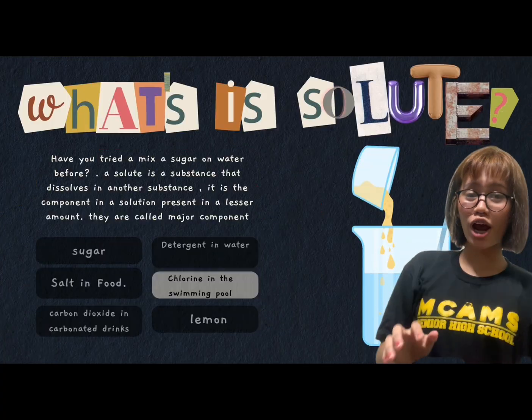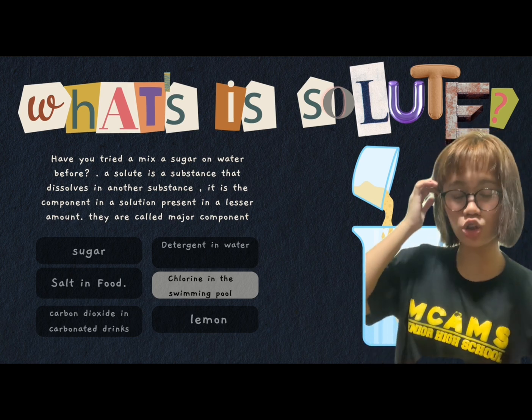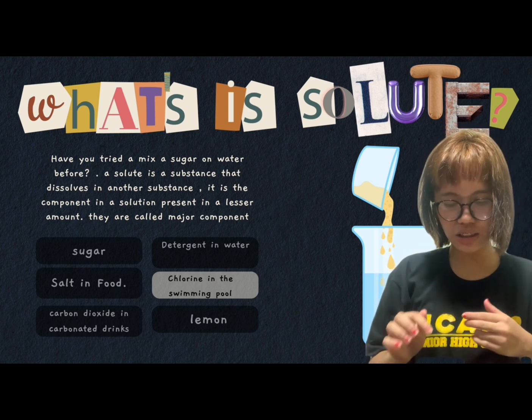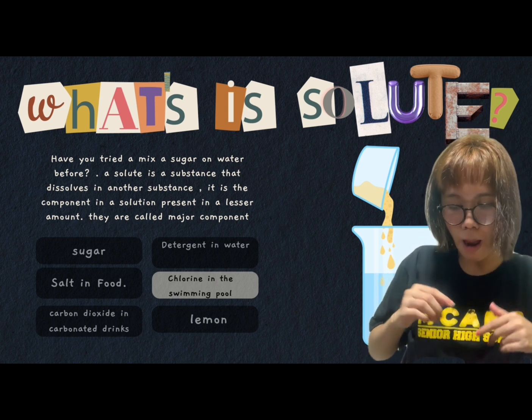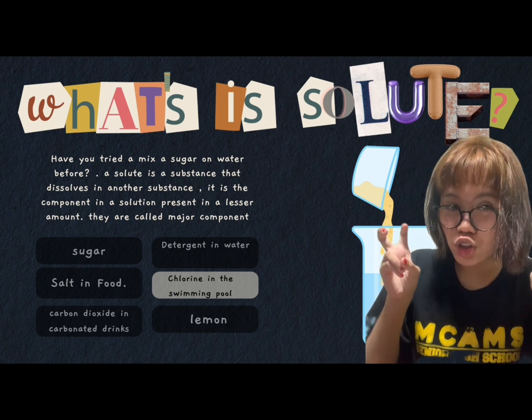Before we proceed on our topic on the three factors affecting solubility in a solvent, right here we're going to define the terminologies of solute, solvent, and solubility. Number one, what is solute? So when we say solute, a solute is a substance that dissolves in another substance. It is a component in a solution present in a lesser amount. They are called minor components.